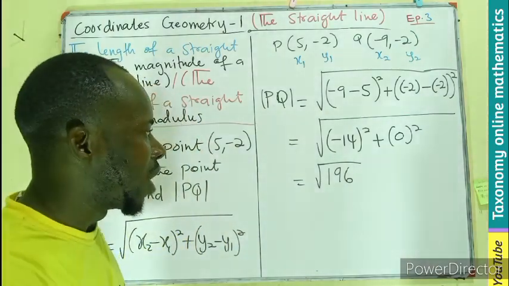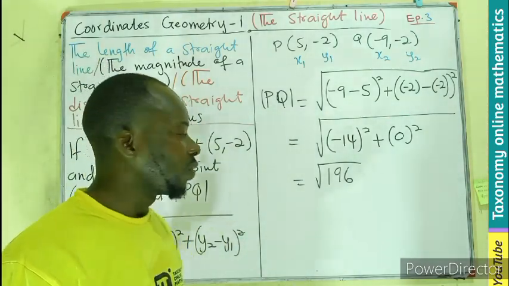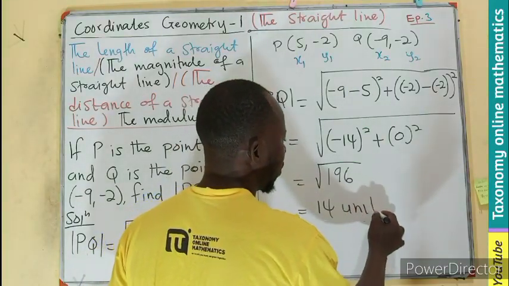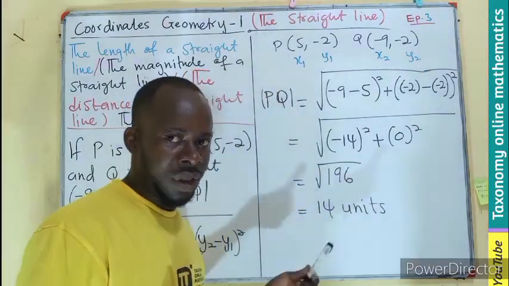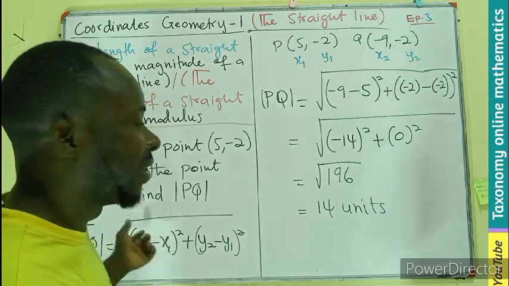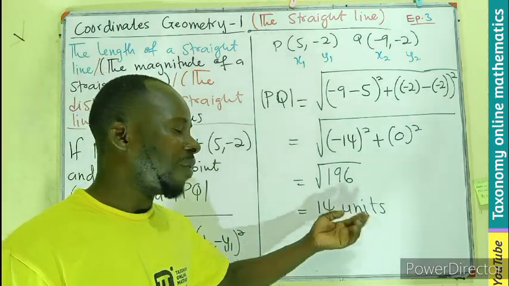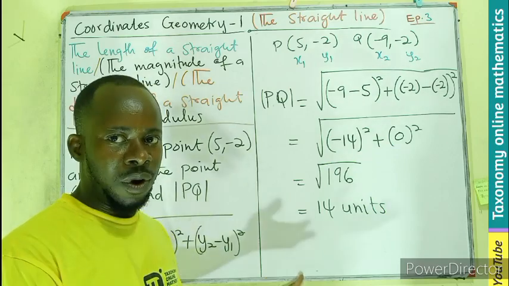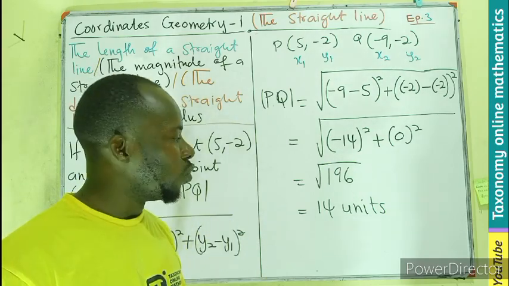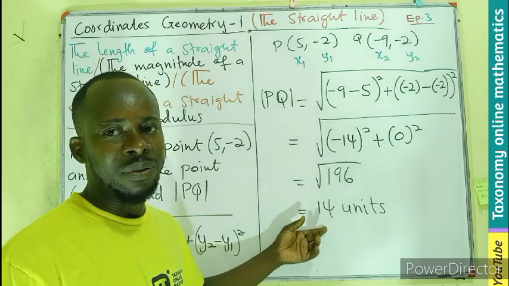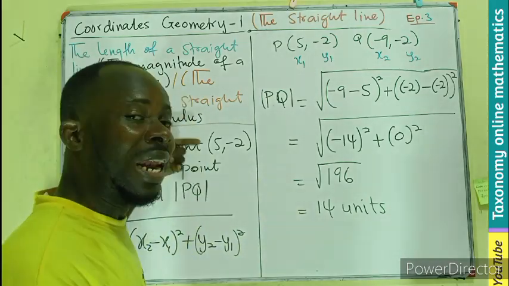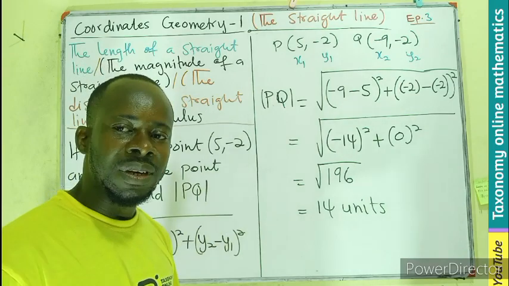And you can see that 196 is a perfect square, and that will give us 14 units. The unit is there to show that if the distance is in kilometers, we'll have been given 14 kilometers. If it is in meters, 14 meters. Any other unit given to us will be assigned to the 14. And I'm sure the concept of finding the length when the points are given is clear.